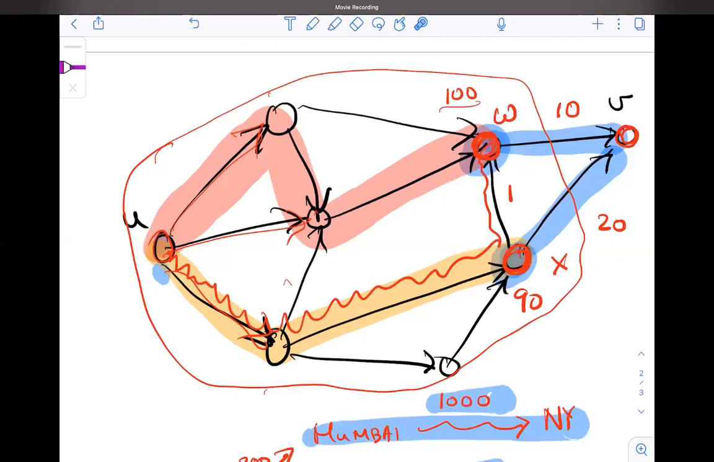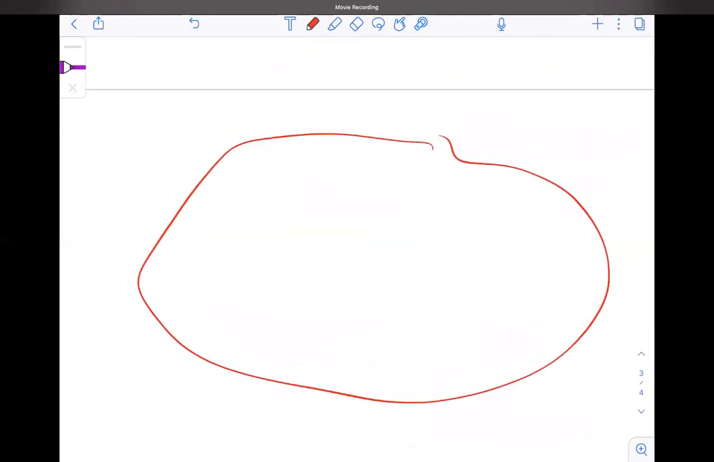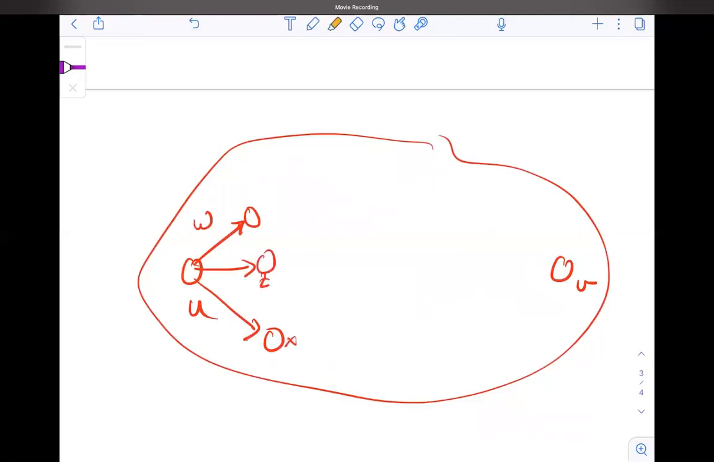So basically, consider the shortest path. Forget all of this. Here is the graph. Here is U, here is V, here is W. And somebody says that here is X and here is Y, Z, and whatever, all of that. And somebody says that okay, the shortest path is this. Then what is the shortest path from W to V? If the shortest path is the orange line, what is the shortest path from W to V?